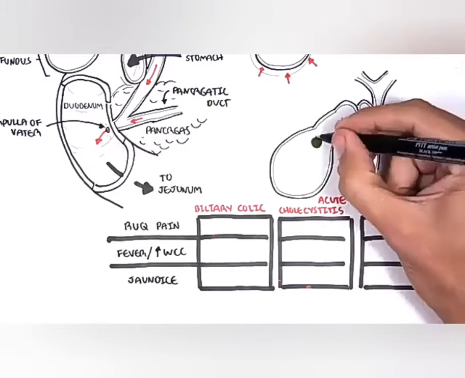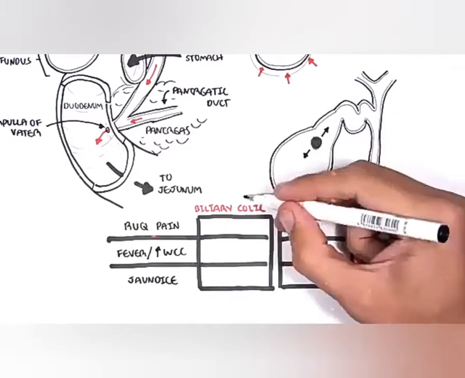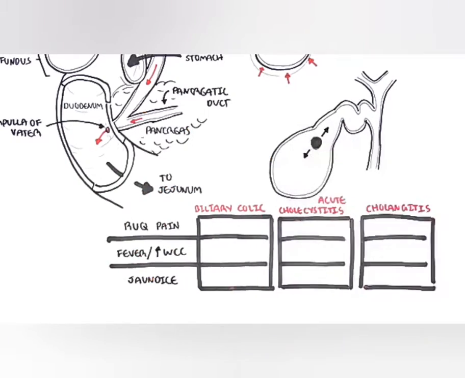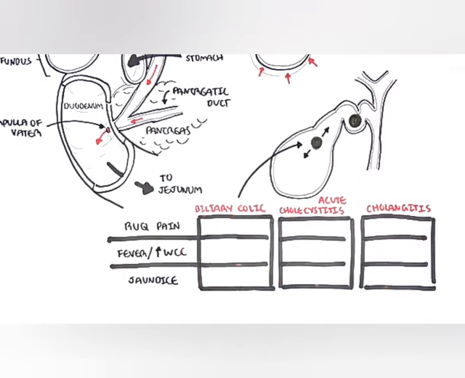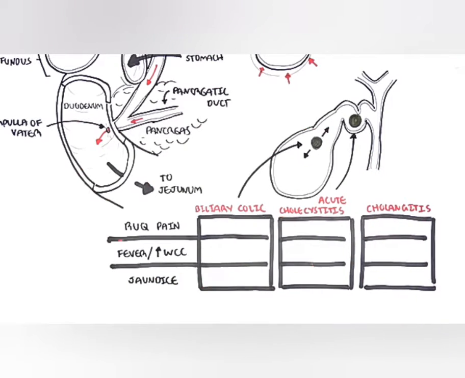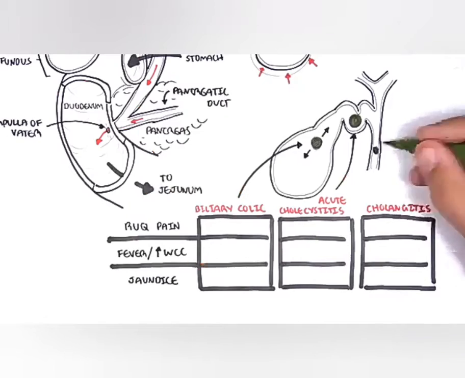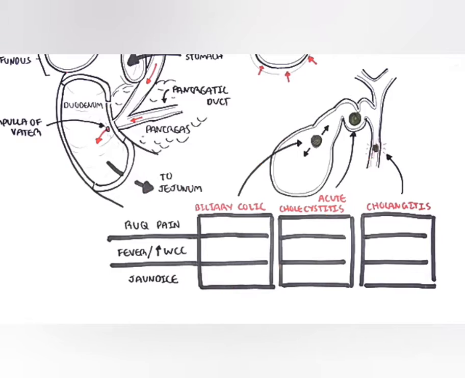So what are actually these conditions? Well, biliary colic is where there is only temporary obstruction of the gallstone at the neck of the gallbladder, so it can go in and out. Acute cholecystitis, as we mentioned, is the gallstone stuck at the cystic duct causing inflammation of the gallbladder. And cholangitis is a complication of gallstones where infection develops in the common bile duct, and this is life-threatening.